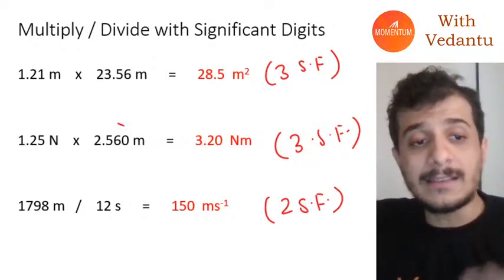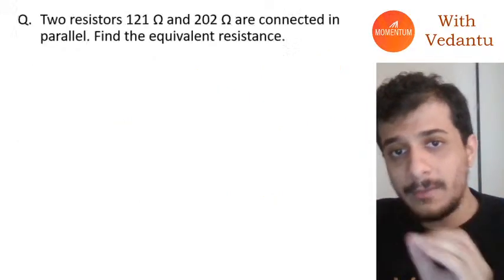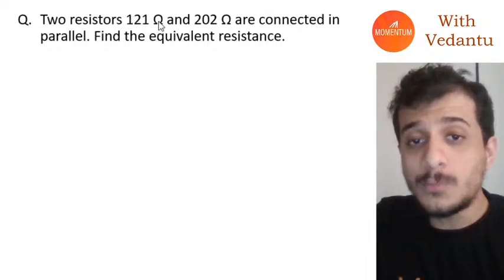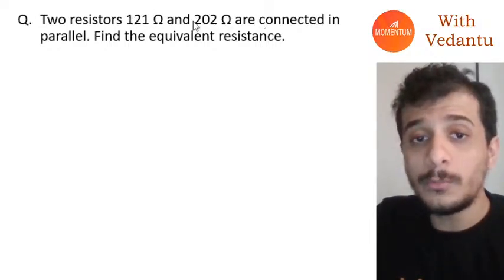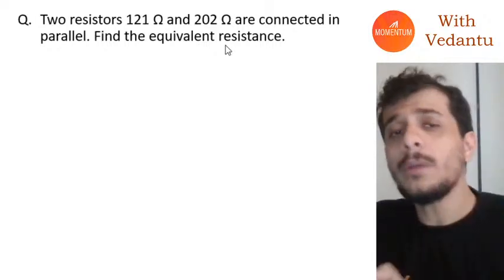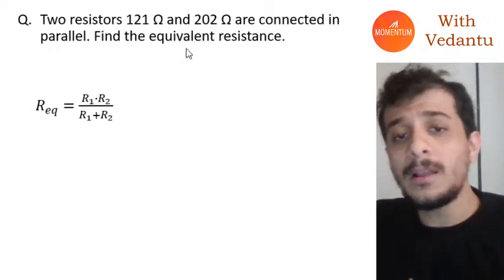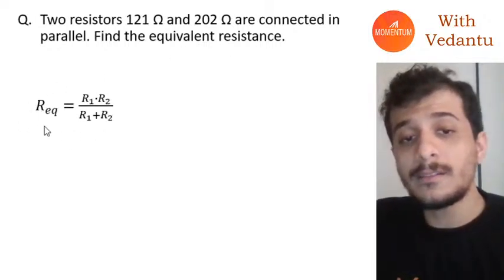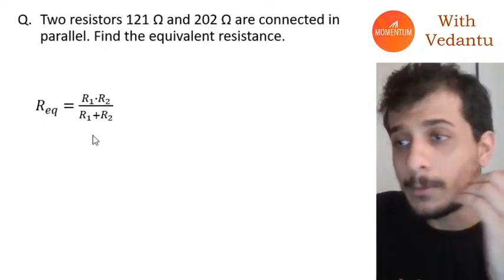Okay, next, guys, let's take a very simple question. I have two resistors, 121 ohms and 202 ohms, which are connected in parallel. I have to find its equivalent resistance. Okay, how do I calculate the equivalent resistance? Very simple. For parallel resistors, the equivalent resistance is R equivalent is R1 R2 upon R1 plus R2.